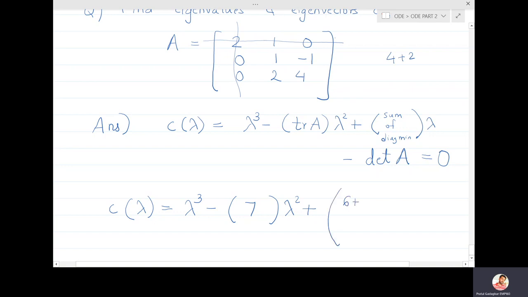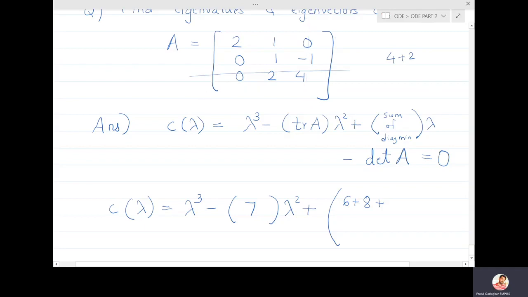Plus, next is cut the second row and the second column, and look at the matrix 2, 0, 0, 4. What is the determinant of this matrix? It is 8. Plus, then cut the third row and the third column, and take the determinant of the remaining matrix, which is 2.